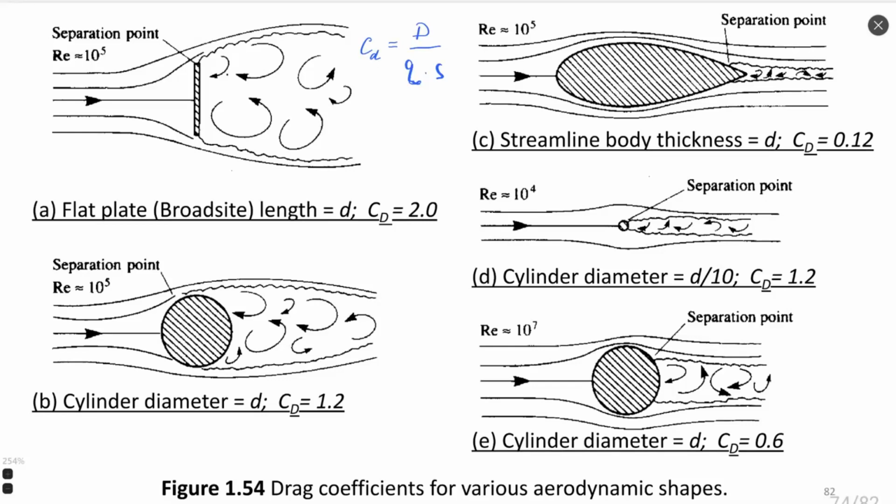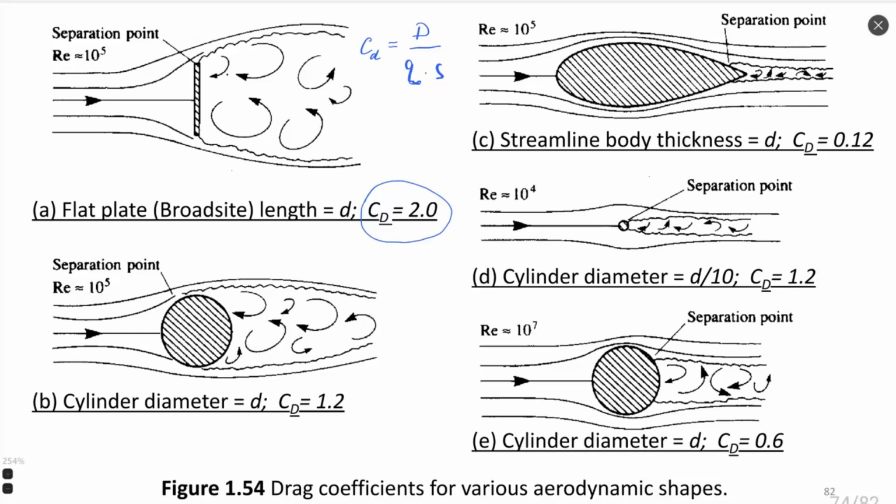A bigger drag coefficient means a bigger value of drag per dynamic pressure and per size. A flat plate has the biggest possible value of the drag coefficient. This drag coefficient for a flat plate is equal to 2. What does it mean? It means that drag force is 2 times bigger than the product of dynamic pressure and area.